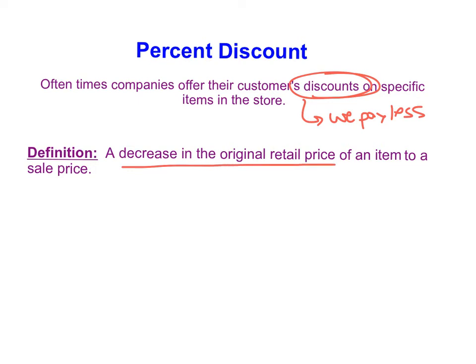So this is different than markup. Markup is what the company marks it up to so they can make a profit, and a discount is what the company is taking off so that we can save money based off their normal retail price.